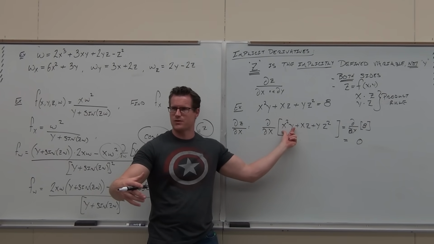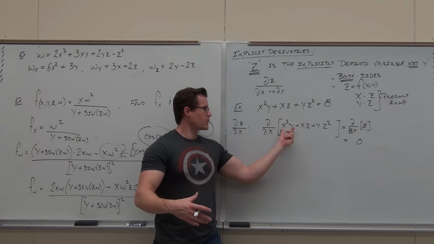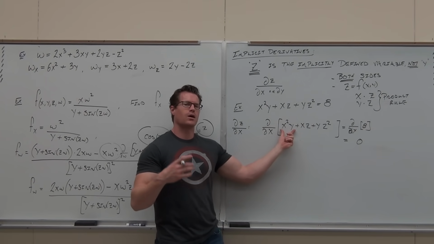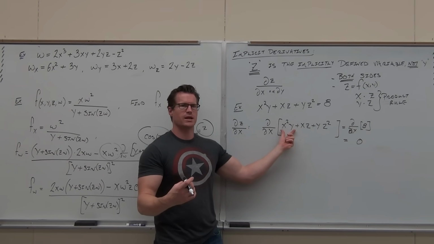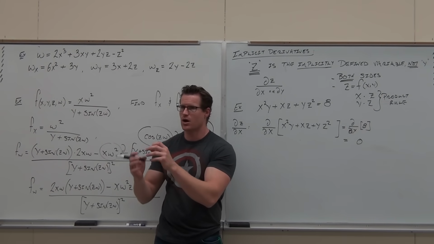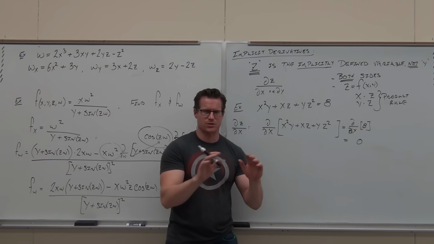It's weird. It's going to flip your head around a little bit. So when I take the derivative of this with respect to x, and x and y are both independent, when I say with respect to x, y is held to be constant. All the other independent variables are constant.